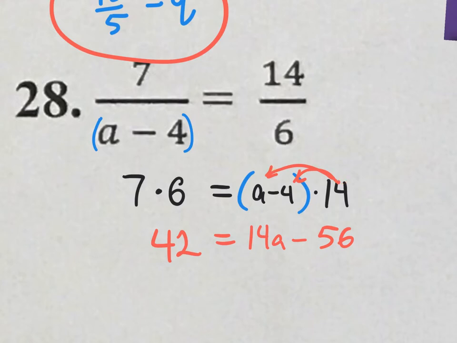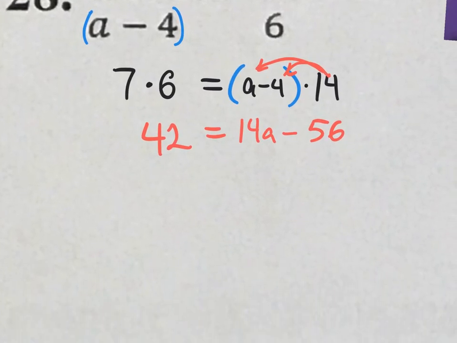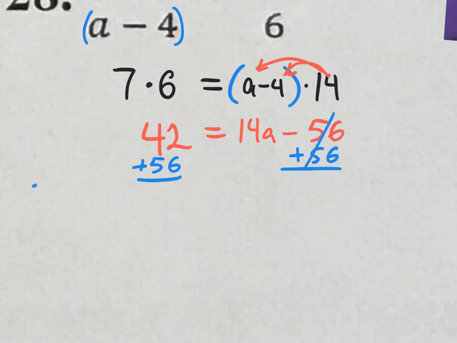So let's continue solving this guy. Let's make some space up here. We want to get a by itself, so let's get rid of the minus 56 by doing the opposite, plus 56, to both sides. And of course, we're going to have the equal sign that comes down, 14a on this side, and 42 plus 56 is 98.